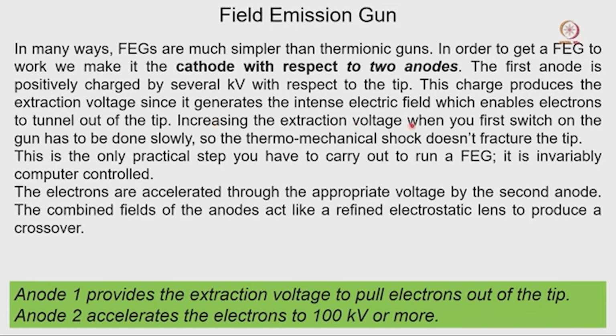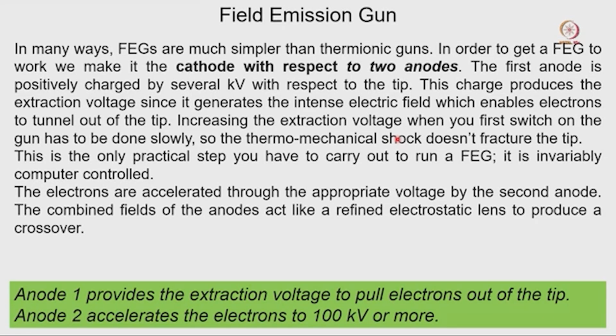Increasing the extraction voltage when we first switch on the gun has to be done slowly, so that thermomechanical shock does not fracture the tip, because most of these tips are made of tungsten filament with some kind of coating. So those filaments are very expensive. Last class I also discussed the tungsten filament and the Schottky filament. The Schottky filament is mainly called the XPEG. Then we are talking about the field emission gun.